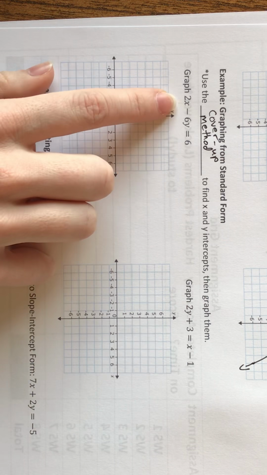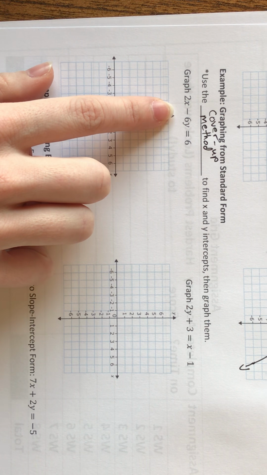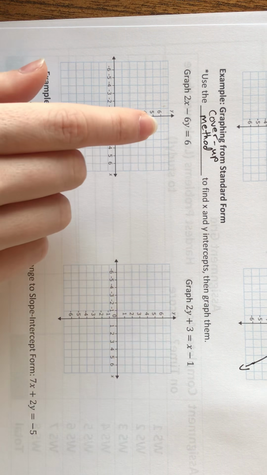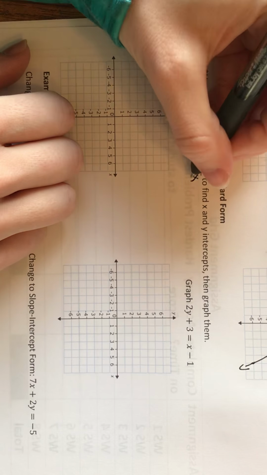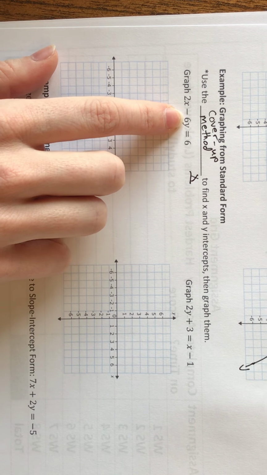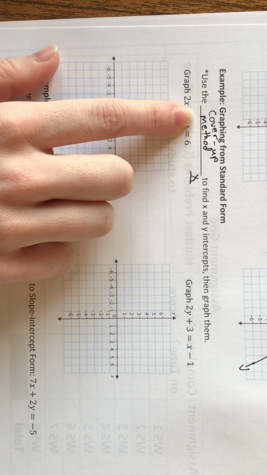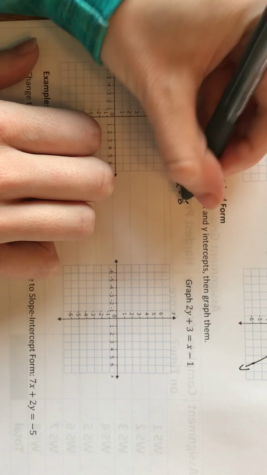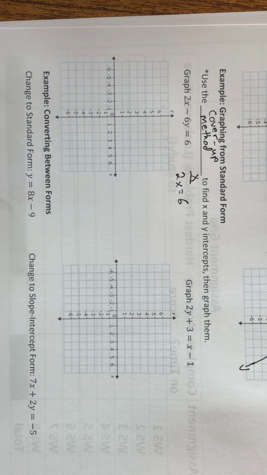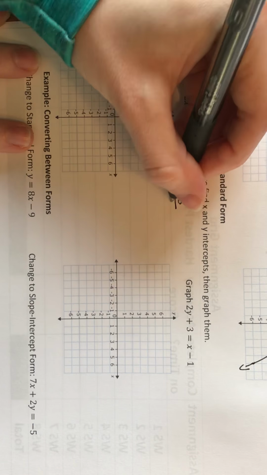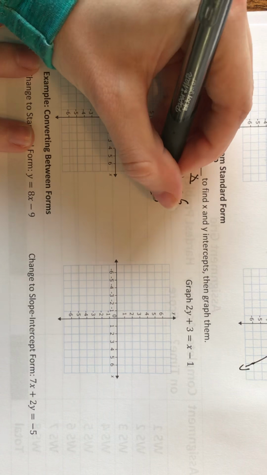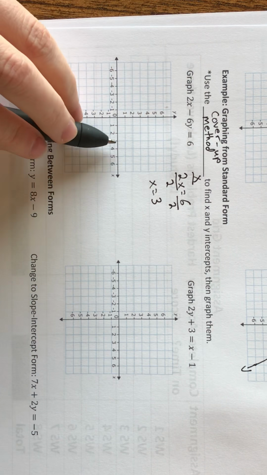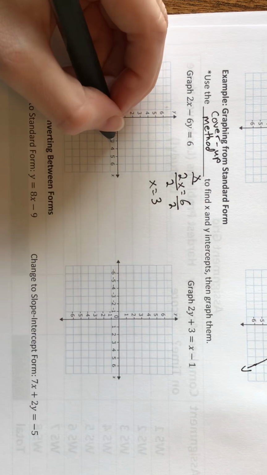So here is a function in standard form, 2x minus 6y equals 6. And we can use the cover-up method to find the x and y intercepts. To find the x-intercept, we're going to literally cover up the y term. If we cover up the y term, we're left with 2x equals 6. We don't need to think about the y term at all. Divide by 2 on both sides, and we get x equals 3, which tells us our x-intercept point is at (3, 0), because it's 3 on the x-axis.